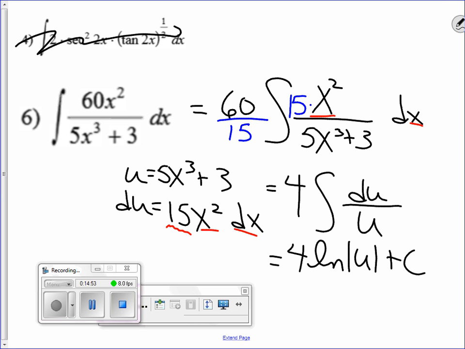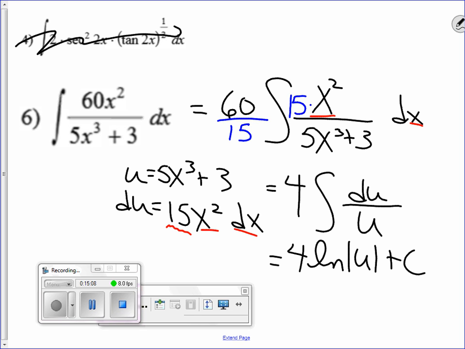Yes, because it's got to be there. It has to be there before you can integrate in terms of u. You have to have the u there. But you gotta get it and forget it.